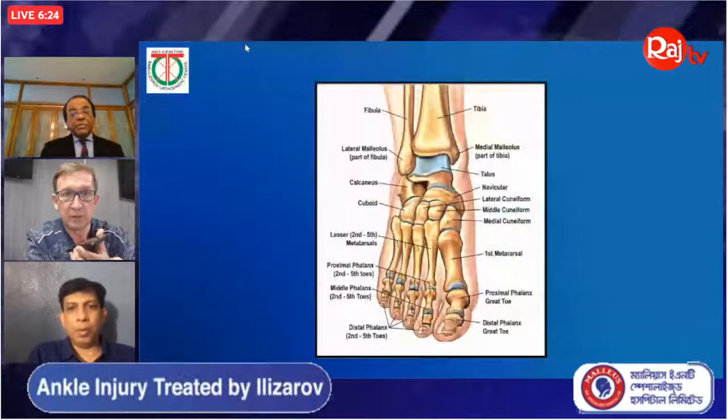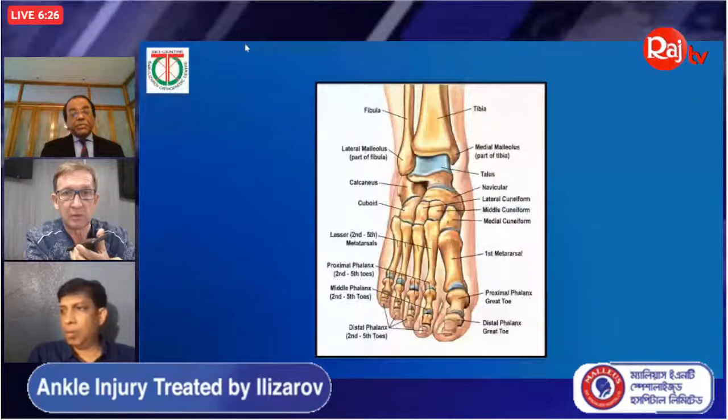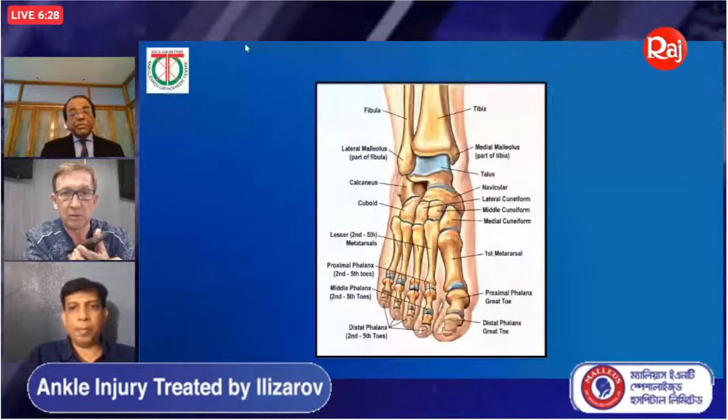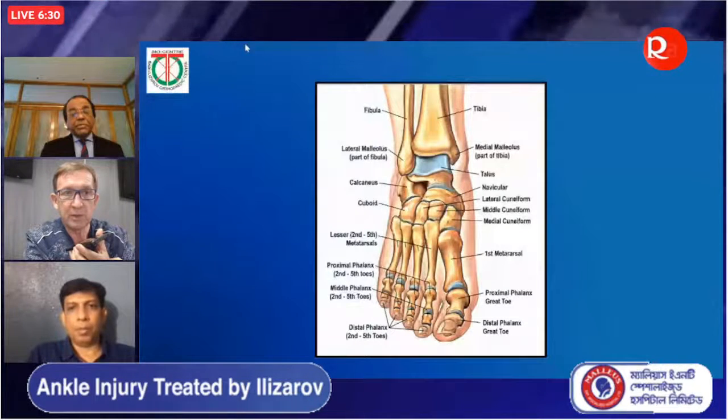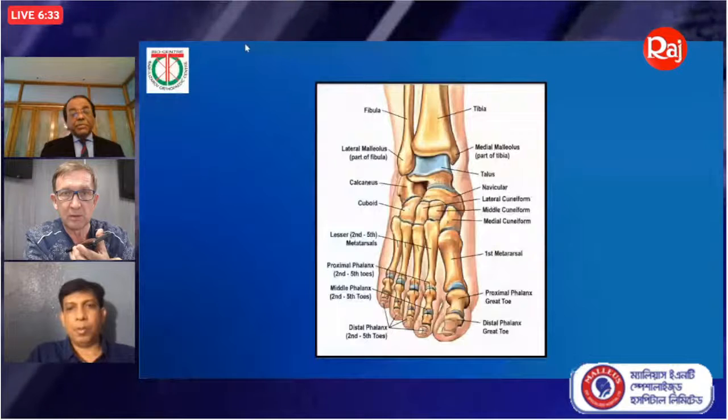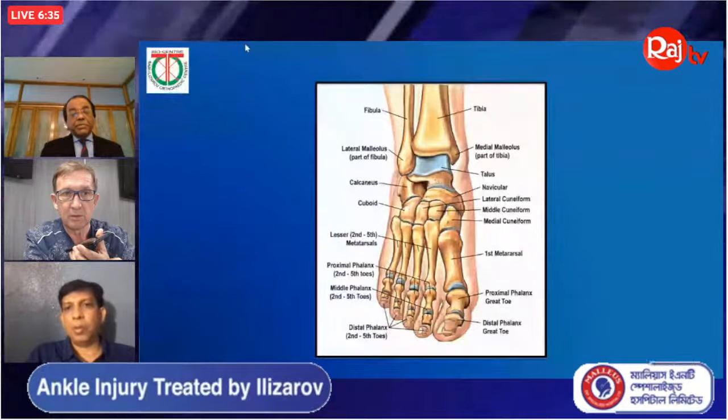You know the tarsal bones, metatarsophalangeal joint, Lisfranc joint, other metatarsophalangeal joint, tarsometatarsal joint. These are all the bones that you should have to know.